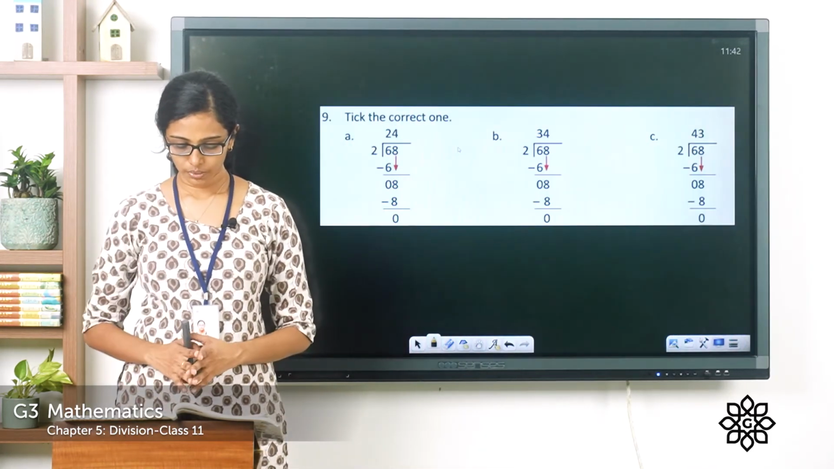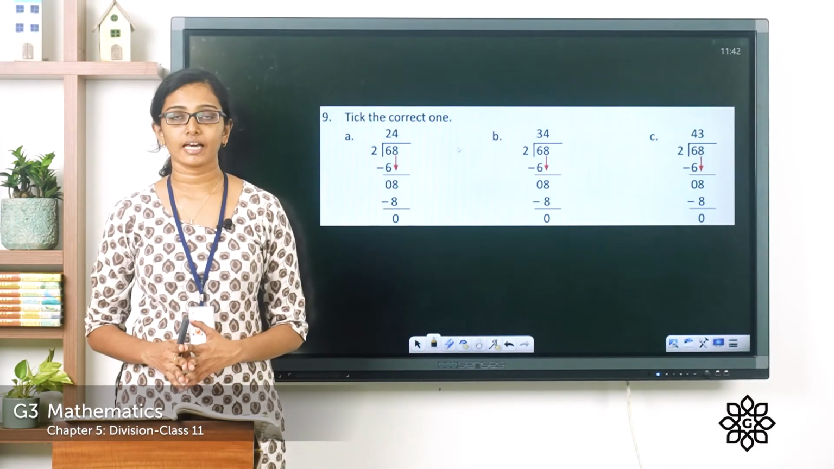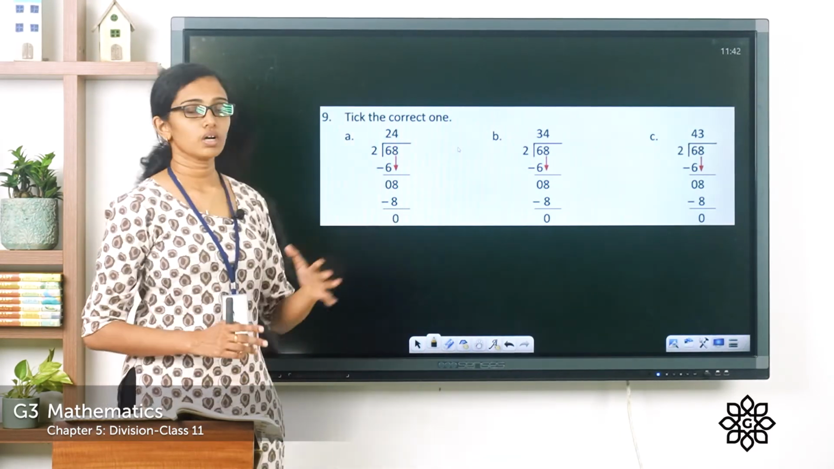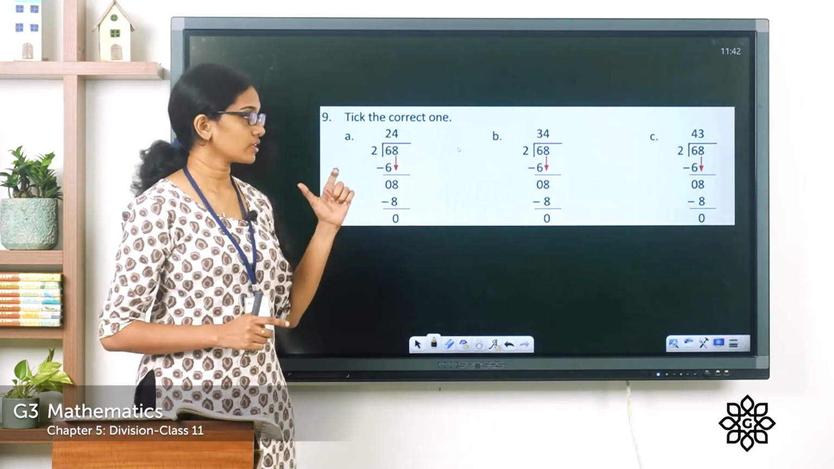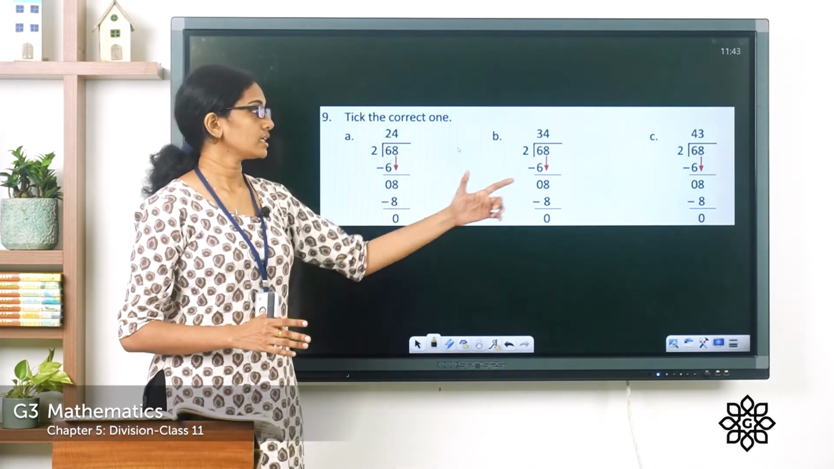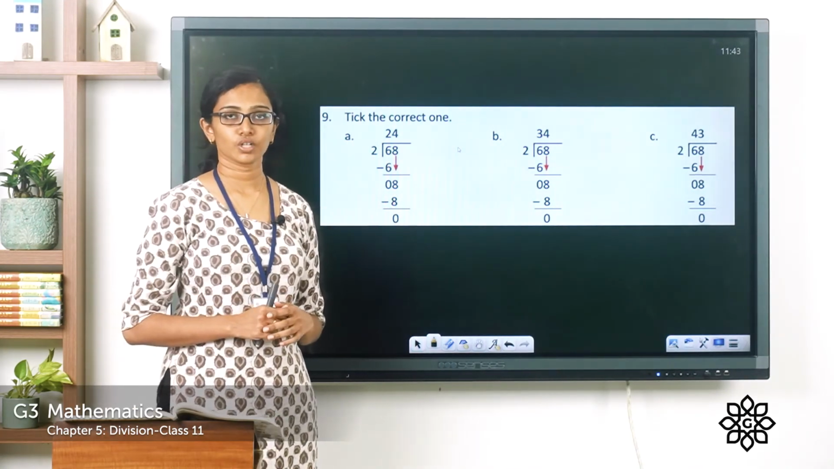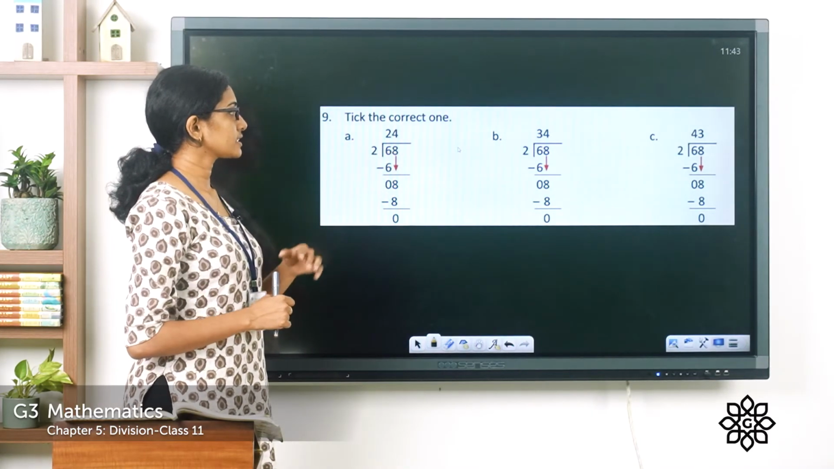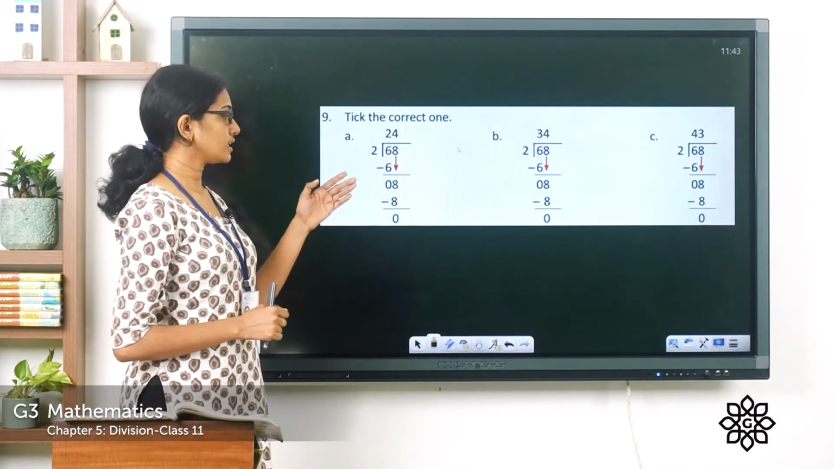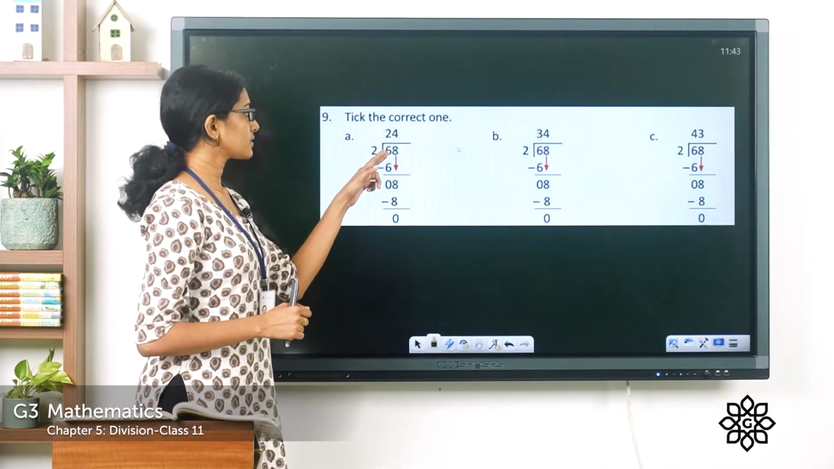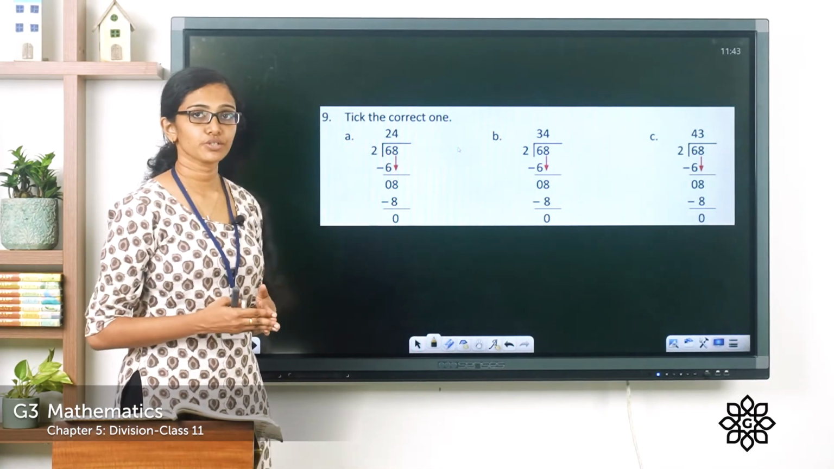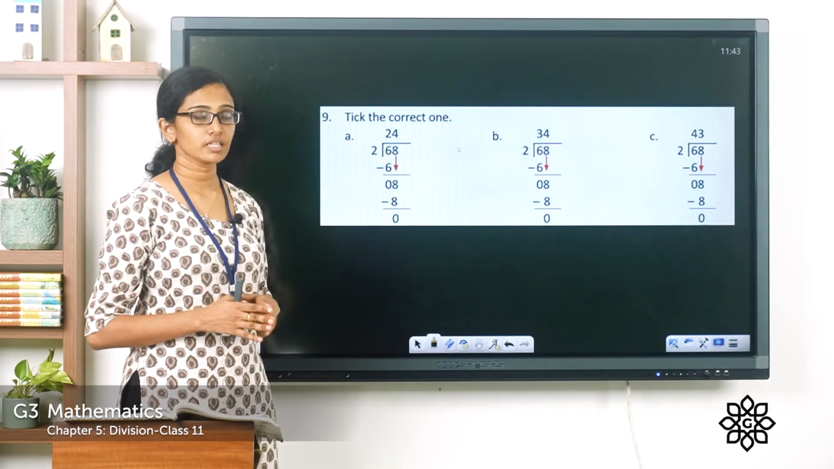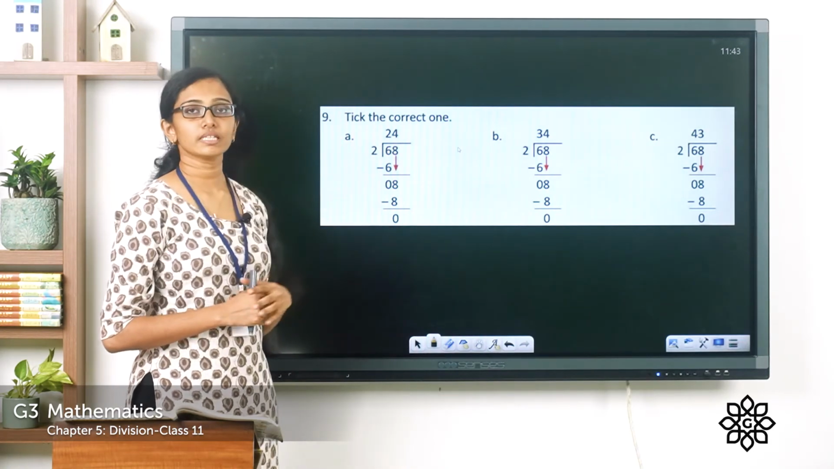Now, question number 9. Tick the correct one. You are shown 3 divisions here. You have to tick which is the correct division that is shown here. Let's see the first choice. Choice A. Here 68 is divided by 2. Let's see the division. 6 divided by 2. What is 6 divided by 2? How many 2s will go in 6? We know 2 threes are 6.